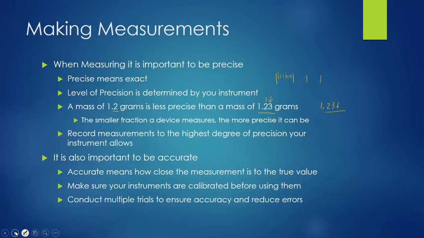And then we do multiple trials, which means we measure the same thing more than once to make sure that we get agreement between our measurements. Because if our measurements agree, then we know we're probably making good measurements, and we can average up all of our trials, all of our measurements, to help reduce any errors that might have come from an individual measurement.